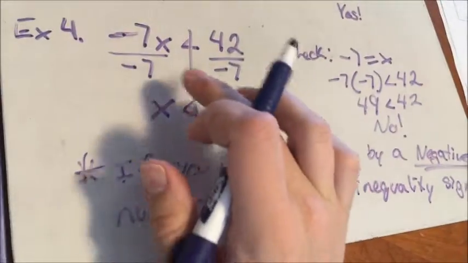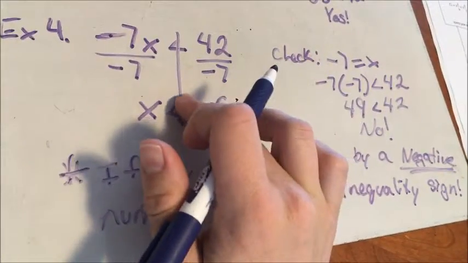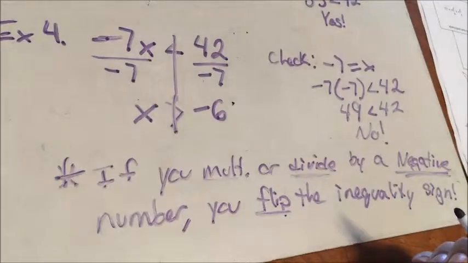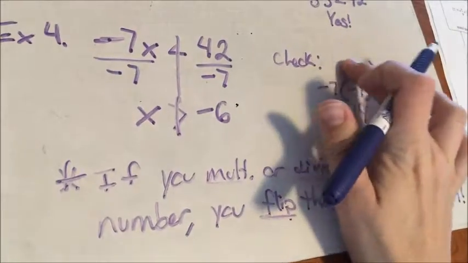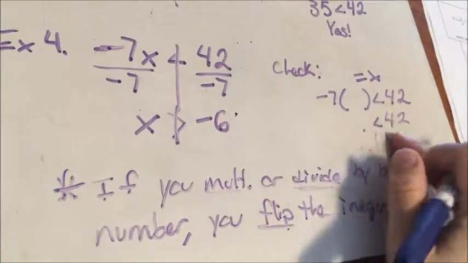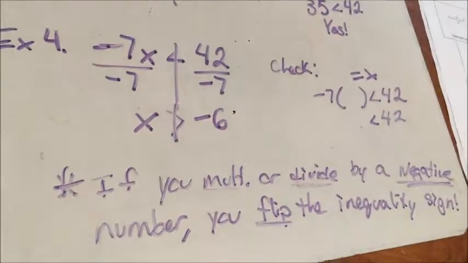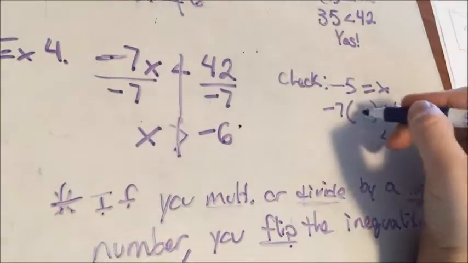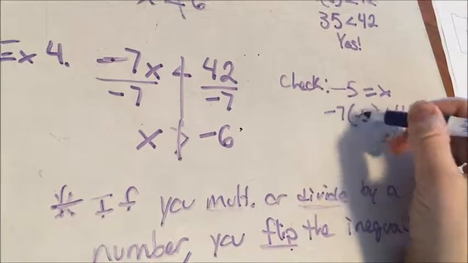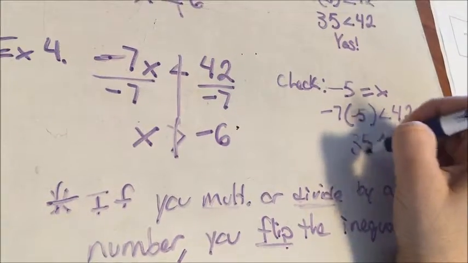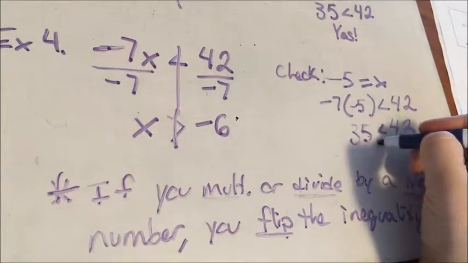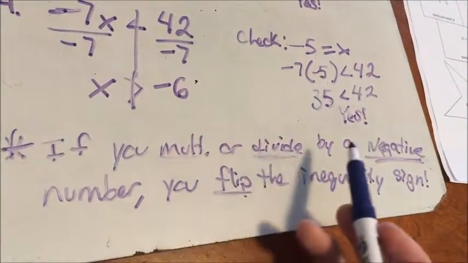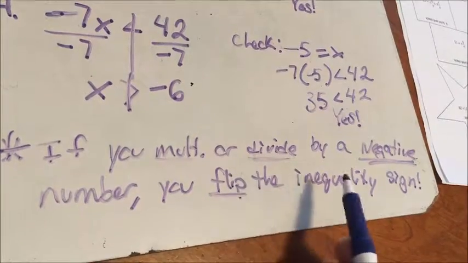So up here, because I divided by a negative, I should change this so that it actually reads x has to be greater than -6. So now if I pick a number that's bigger than -6, let's see what happens. A number bigger than -6 would be -5. So let's do -7 times -5. A negative and a negative is positive. This would be a positive 35. Is positive 35 less than 42? Yes, it is. So that important rule you have to remember is if you multiply or divide by a negative number, you flip the inequality sign.